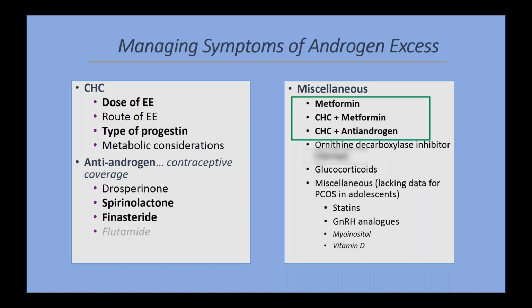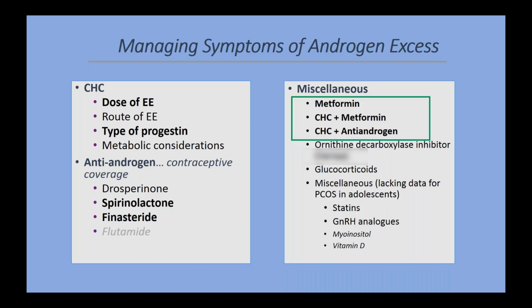Flutamide is an anti-androgen whose use, at least in the United States, has dwindled because of documented hepatotoxicity, and I'm not going to talk about that. So really, the panel on the left is the combined hormonal contraceptive regimens as well as use of anti-androgens, absolutely validated in the adult PCOS population.